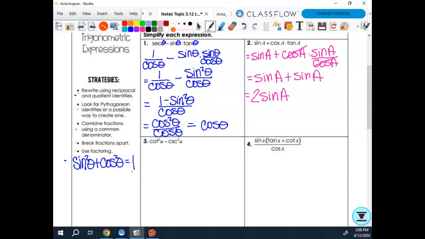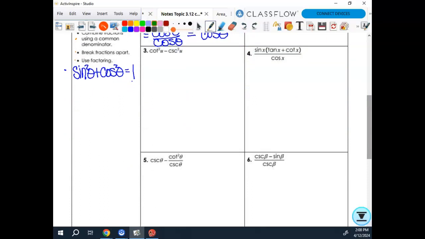Okay. So now let's look at number 3. Cotangent squared u minus cosecant squared u. Now, I don't have a GCF. I've got squareds on there, but so maybe I want a Pythagorean identity. I actually could factor it. It actually is a difference of squares, but that wouldn't help me any. But I know that I have other Pythagorean identities, right? So let's recall, how do we get them from this? This is the one that I absolutely have to know.